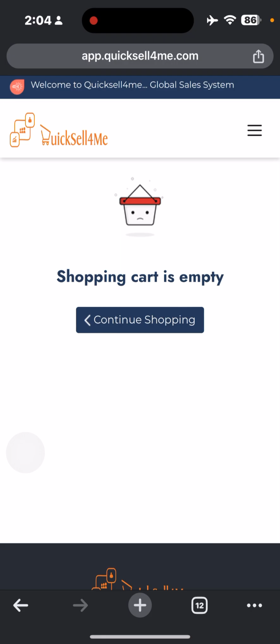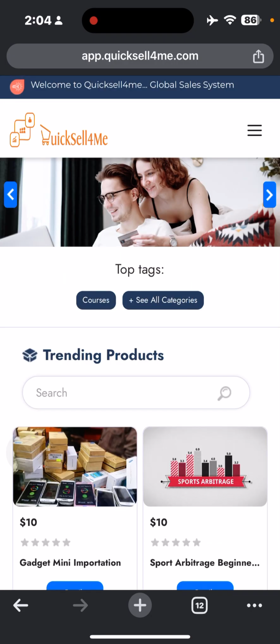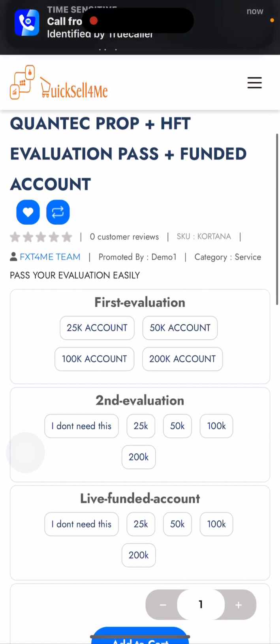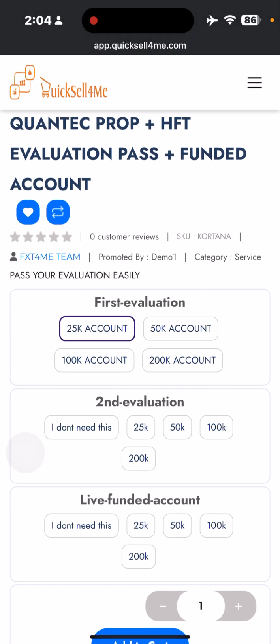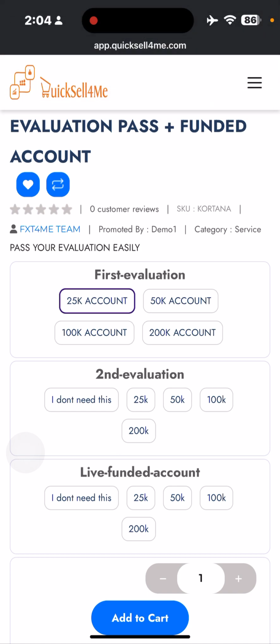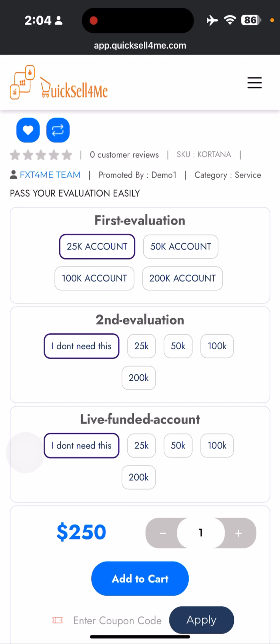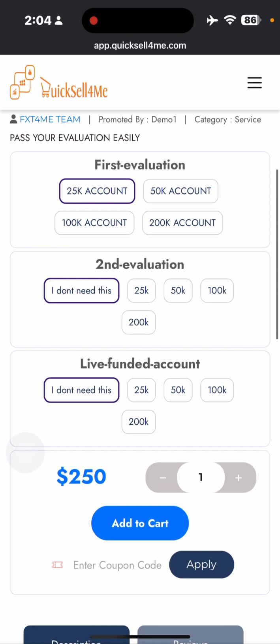Let me check again, just a minute. Let me say I'm going for Quantec. So let's say you choose the first one. On Quantec, you see we have first evaluation. Let's say you are getting an account under first evaluation. You only click on first evaluation. You click on I don't need this. Then this is the amount you will be paying.